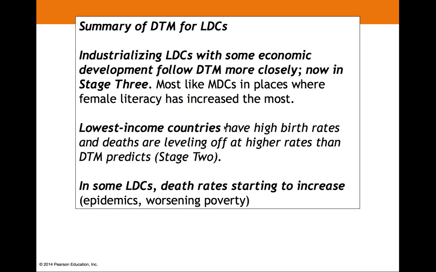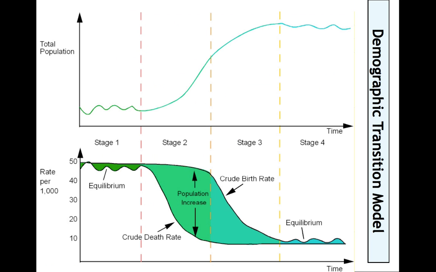Lowest income countries have high birth rates and death rates are leveling off at higher rates than the DTM predicts, okay? And in some LDCs, death rates are starting to increase because of epidemics, worsening poverty, and even wars. So there you go. There's some further discussion on the DTM.